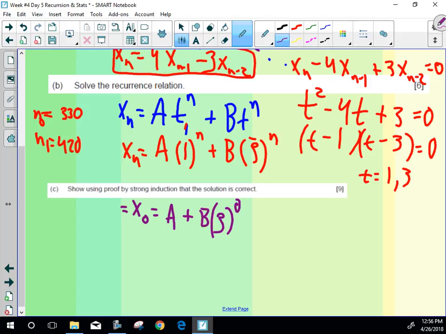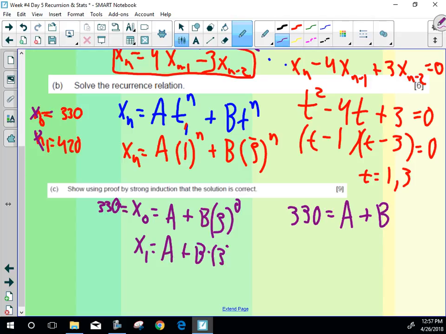Now, what's X0 equal to? Or N0? 330. So one of my formulas will be 330 equals a times 1 plus b times 3 to the 0. What will the next formula be? a times 1 to the 1 plus b times 3 to the 1. That's equal to 420. So this is going to be 420 equals a plus 3b.